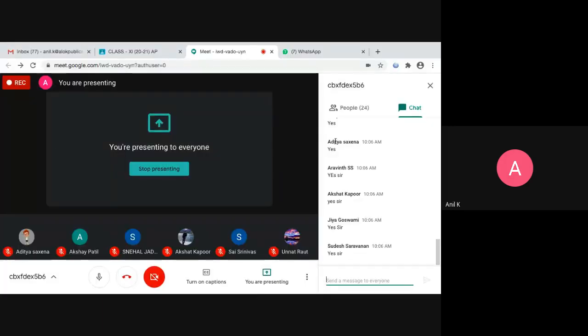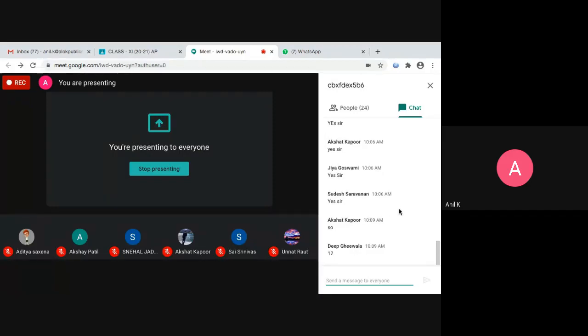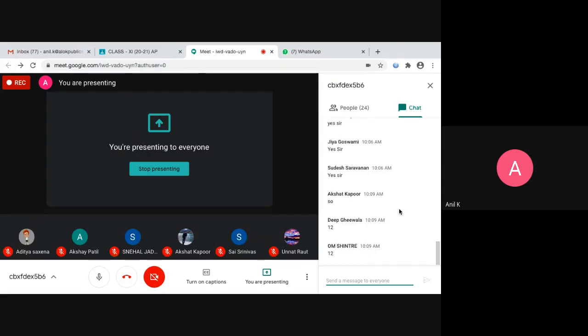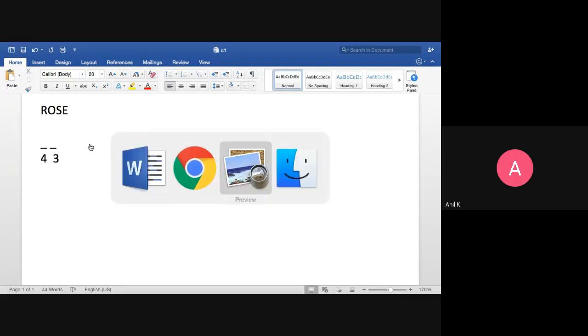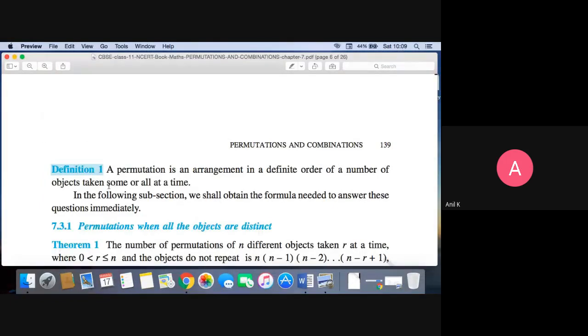Let me see if somebody has given the answer. Yes, one has given the answer. What about others? Yes, 12 is correct. Because in the first place, I can use any of the four letters. In the second place, I can use any of the three letters, because one is already in the first place. So out of the other three letters, I can use any one. Here I use some of the letters, not all four letters. That is what they used in the definition, some of the letters or all at a time.